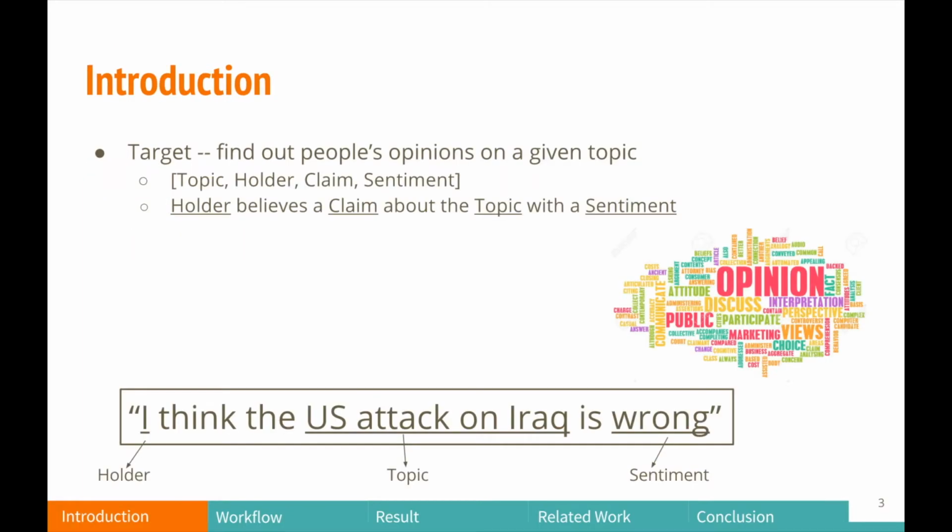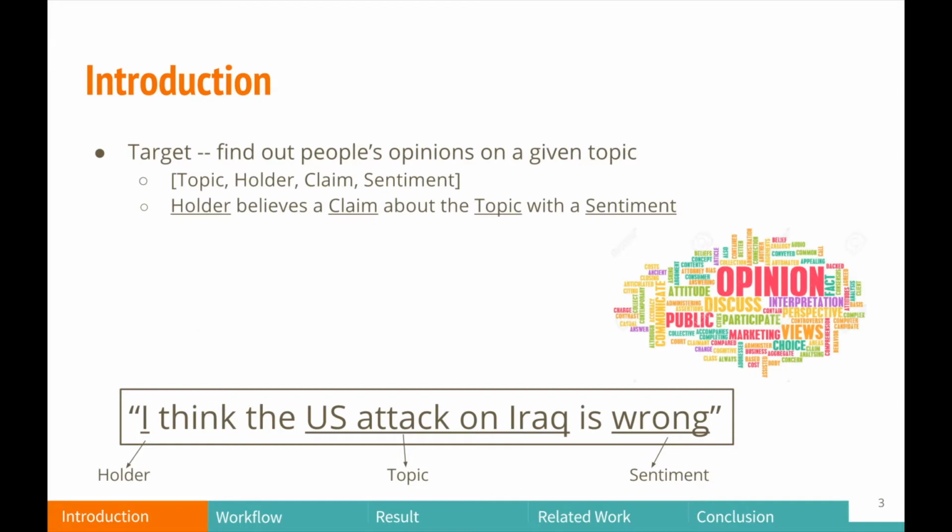The main target of this paper is to find out people's opinions on a given topic. An opinion is defined as containing four elements: a topic, an opinion holder, a claim, and a sentiment. It can be expressed in the following form. The opinion holder believes a claim about the topic with a sentiment. For example, in the sentence, "I think the US attack on Iraq is wrong," the opinion holder, I, shows a negative sentiment towards the topic, US attack on Iraq, and thus makes the claim.